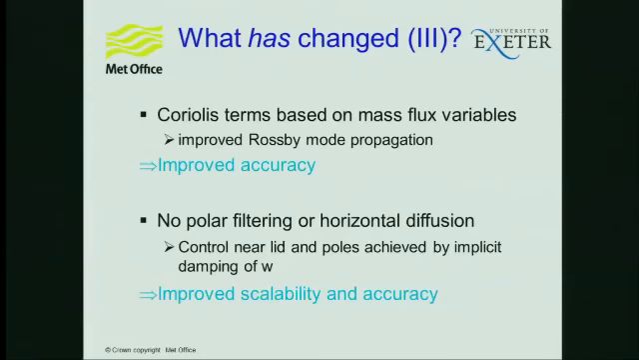Also, on the previous slide, I mentioned this semi-Lagrangian continuity equation. One of the big benefits this seems to give us is that we can now run without any polar filtering or horizontal diffusion in ENDGame. And the only control that we have is an implicit damping on the vertical velocity near the lids of the models and also at the poles, because we do generate some noise there. And this is very simple to implement at basically no extra cost to the model. So this removing of filtering and diffusion again gives us better scalability and accuracy.